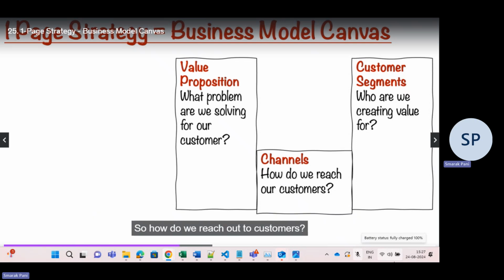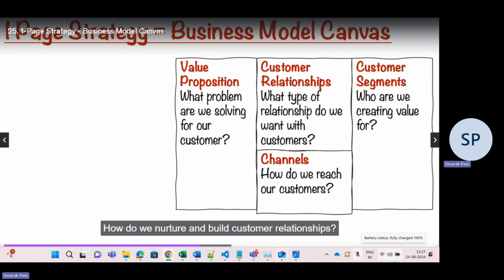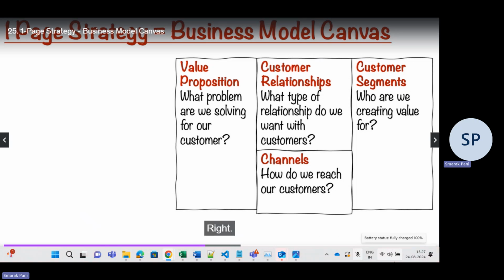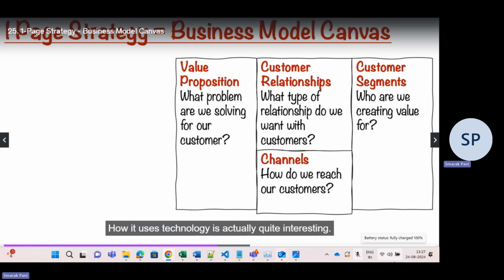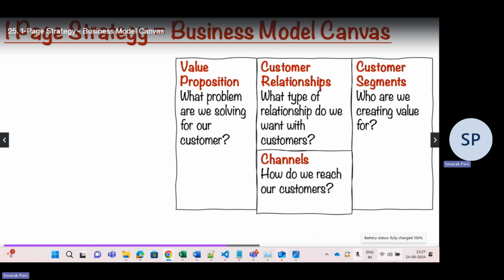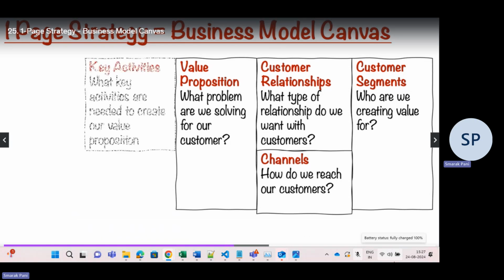Channels, so how do we reach out to customers? How do we get new customers on board? How do we keep customers? And obviously, the internet and social media and things like that could be very important. How do we nurture and build customer relationships, right? This is something that Amazon does very well, even though there's no human engagement. How it uses technology is actually quite interesting, but that's all about customer relationships. Some of that could be online, some of that could be face-to-face, or it could be a hybrid model.